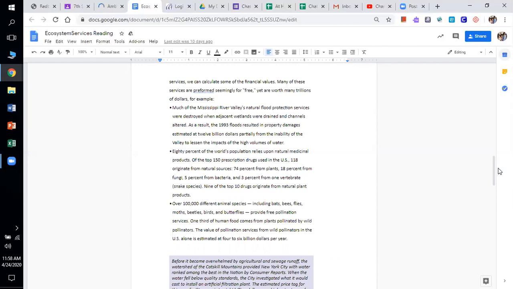Over 100,000 different animal species, including bats, bees, flies, moths, beetles, birds, and butterflies, provide free pollination services. 1/3 of human food comes from plants pollinated by wild pollinators. The value of pollination services from wild pollinators in the US alone is estimated at $4 to $6 billion per year. So these things that happen naturally in the world have a value. And if you want to put a monetary value on it, meaning a money value, they're almost priceless. You know, you've seen the Bee Movie, and we know how important bees are to every ecosystem, especially in the Midwest.